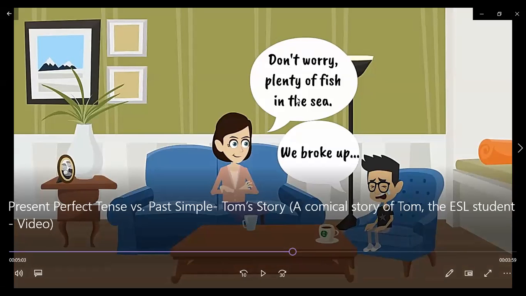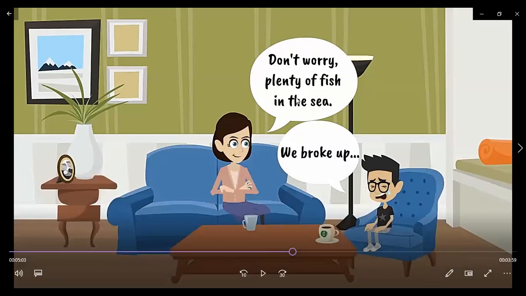What does it mean? What do you think it means? Fish and sea. Creo que dice, hay más peces en el mar. Very, very good. This one is similar in Spanish. No te preocupes. Hay más peces en el mar. Yeah, it's the same as in Spanish.